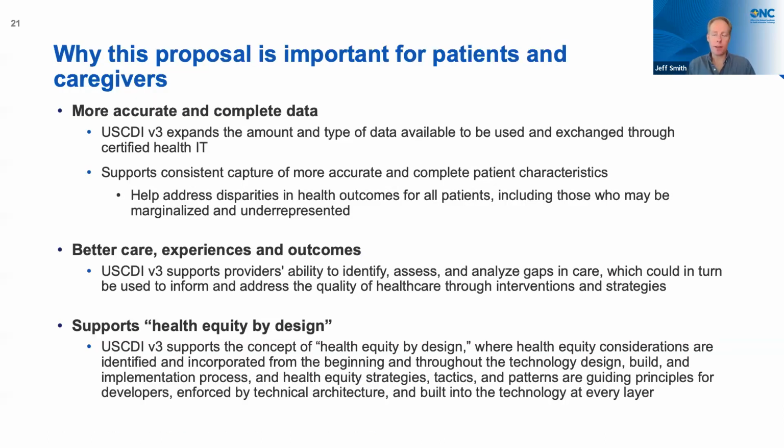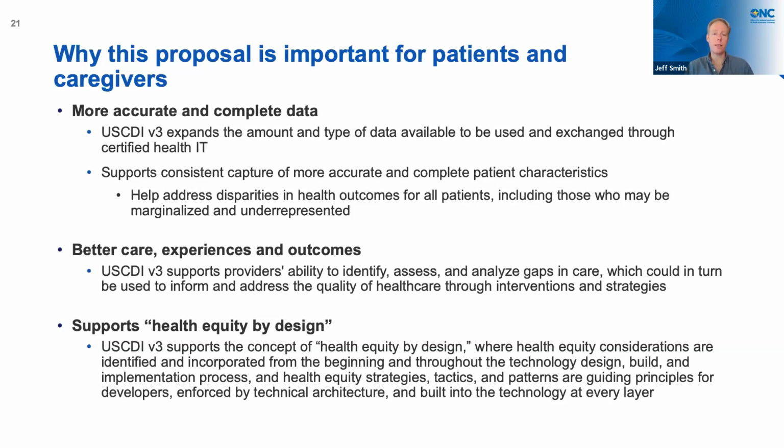Okay, so why is this important? And we'll try and highlight this across a few of these certification criteria and standards updates. First and foremost, the USCDI, because it's standards-based, tries to unambiguously represent data concepts. And that means that the data are more accurate and more complete. And we think that this will have a really important impact for all the systems involved, because they'll be able to consistently capture more accurate, more complete patient characteristics. And this can really help drive better pictures of individuals' health and honestly understand outcomes for patients, including those who may be underrepresented or marginalized.